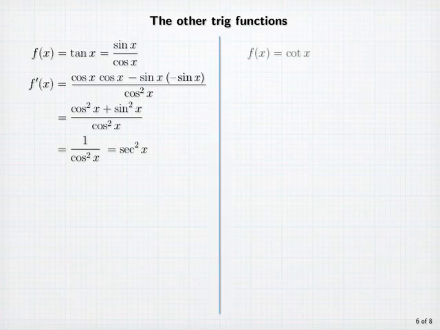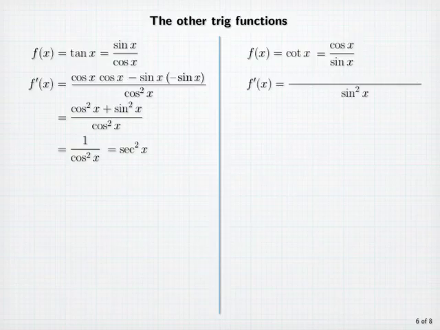Now let's look at cotangent. Since cotangent x is the same as cosine x over sine x, we can again use the quotient rule to compute its derivative. The denominator will be sine squared x.